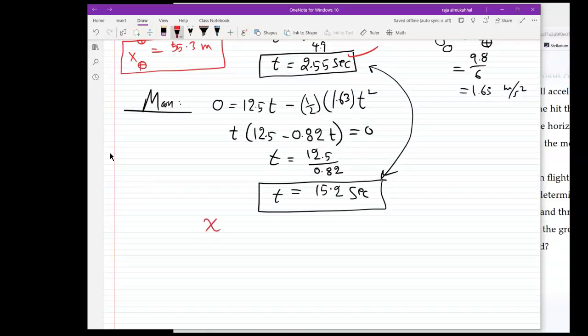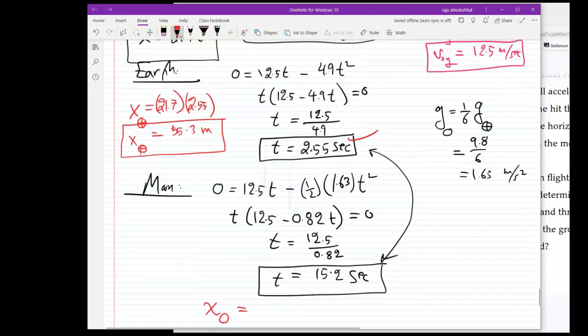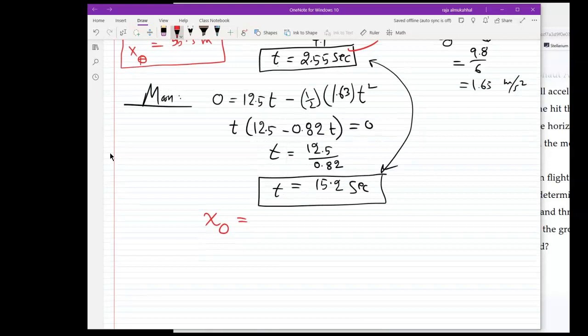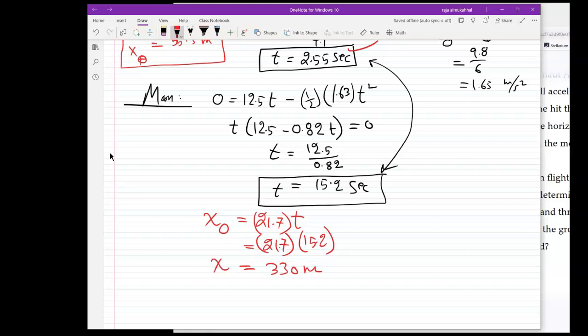On the Moon, however, it's going to be much longer, as you can see. So the X on the Moon is going to be 21.7 times the time on the Moon. So that's going to be 21.7 times 15.2. I'm using my calculator. A 330 meters. According to the book, 331. We are close enough. And there we go. That's on the Moon.